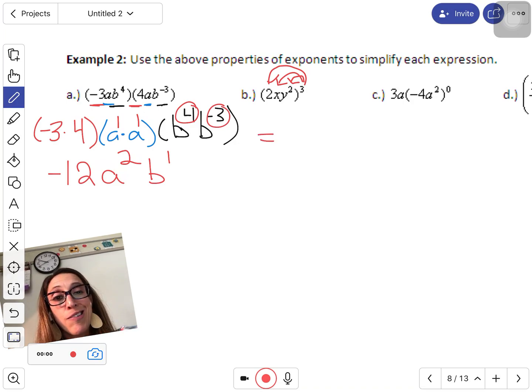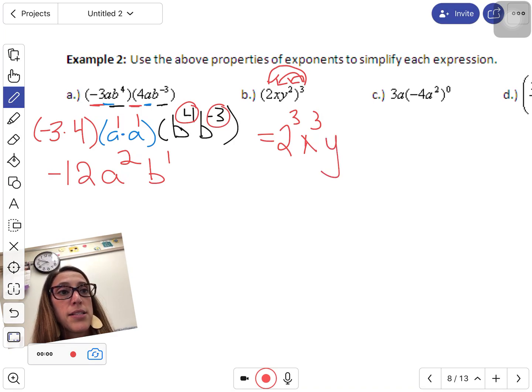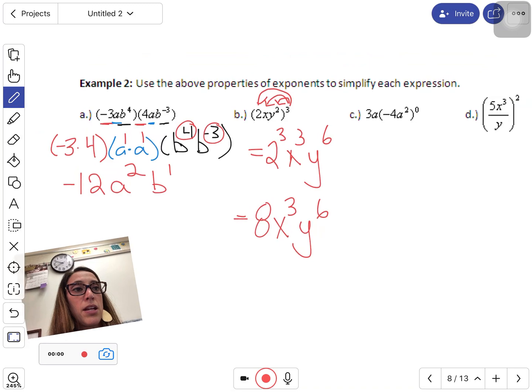But because there is no plus or minus, I'm allowed to do this. If you see a plus or a minus in those parentheses, you can't do this because you have to FOIL. So what we're going to do is raise 2 to the third power, and then x to the third power, and then y squared to the third power. You could write it out 3 times if you want to, or that would be y to the 6th. So what we get out of that is 8x to the third, y to the 6th.